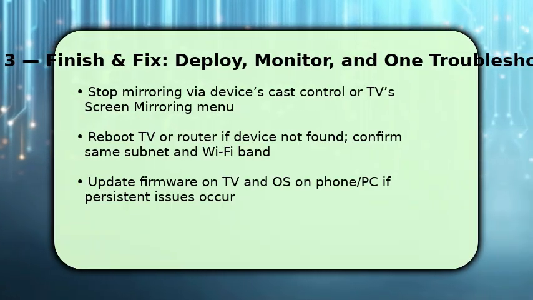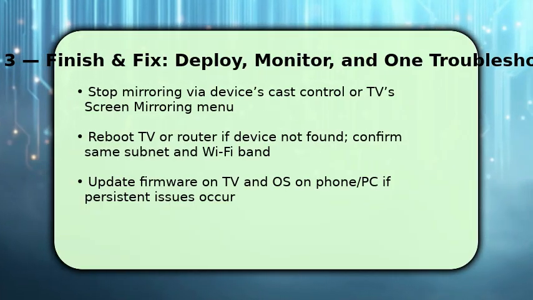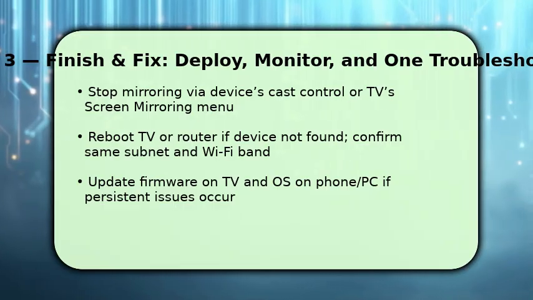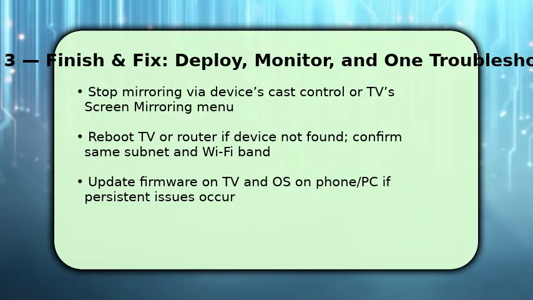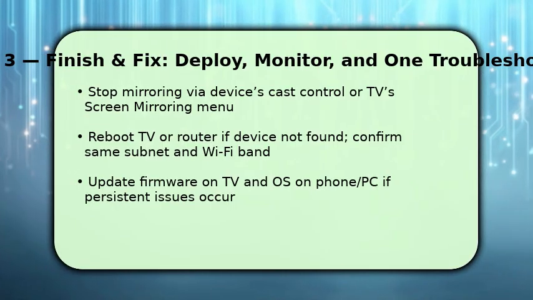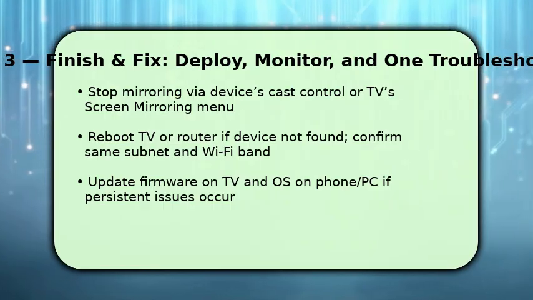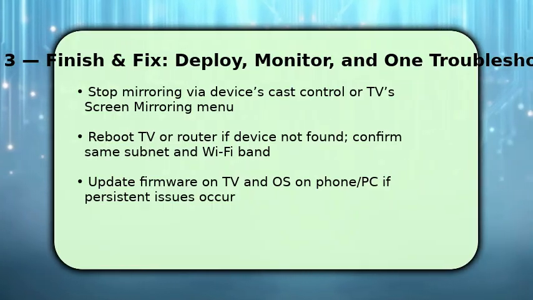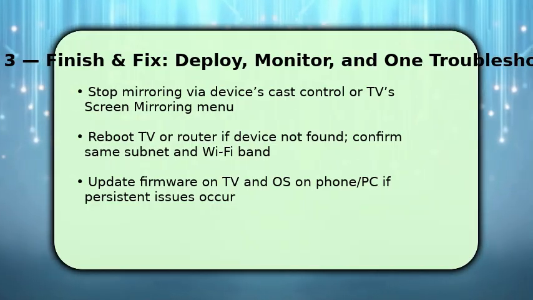If the TV doesn't appear, reboot the TV and router, then retry. Sometimes devices end up on different subnets or Wi-Fi bands. If problems persist, update the Skyworth system firmware and your device OS. Compatibility fixes often arrive in updates. One troubleshooting tip: disable VPNs and close background apps that hog the network before attempting to reconnect.